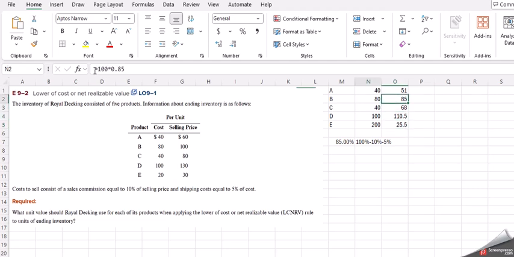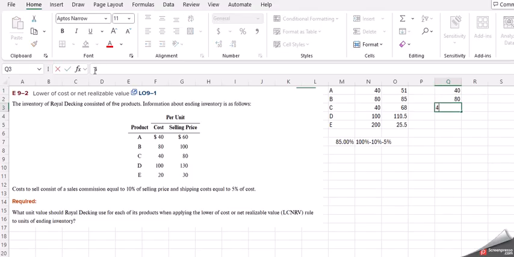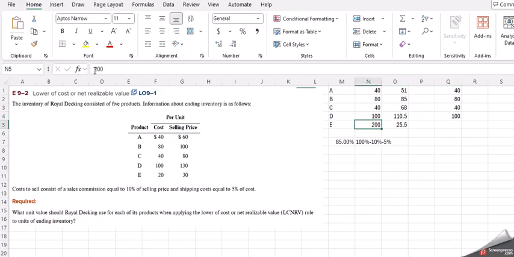So again, lower of cost or market, this is our cost. In this case, I'm going to pick the 40. In B, I'm going to take the 80. In C, I'm going to take the 40. And then in D, I'm going to take the 100. Now, oh, sorry, this was 20. So all of them is actually cost. So in none of those did the net realizable value fall below the cost. So then we're going to just value those all at cost.